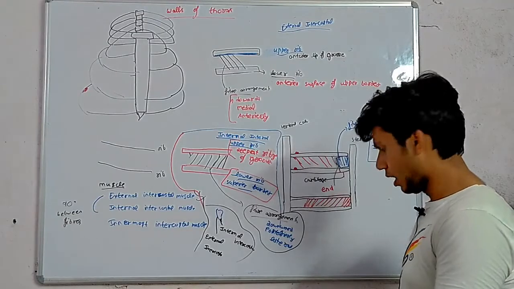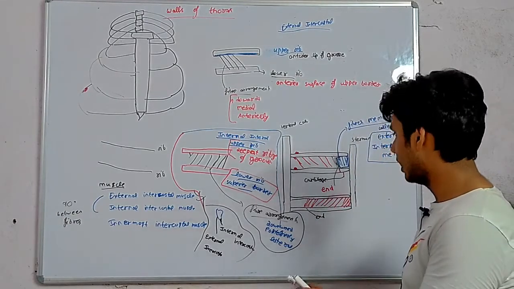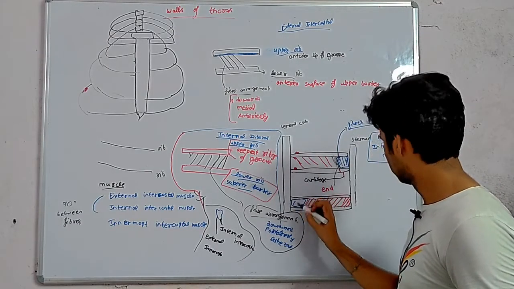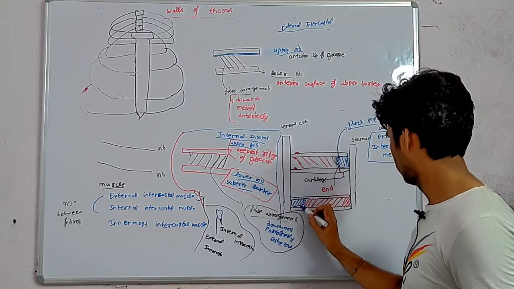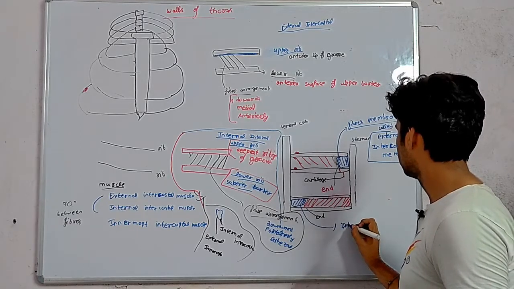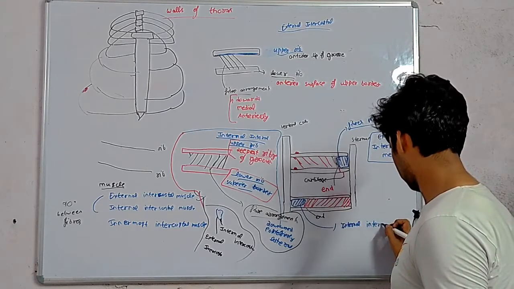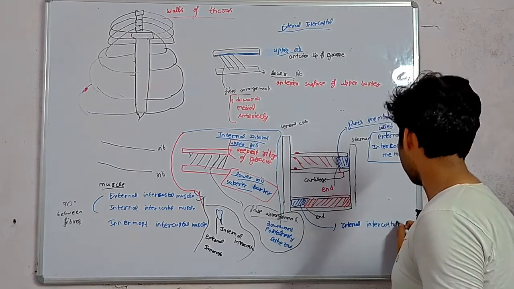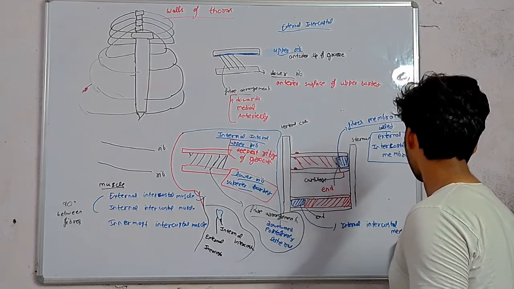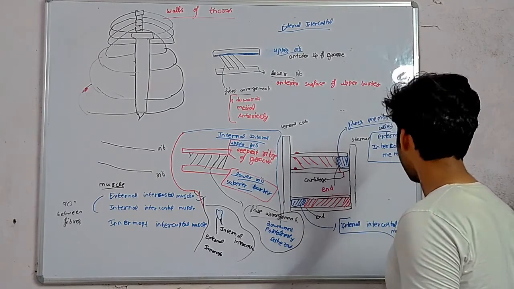And now it ends here, whose? The internal intercostal's. Now again it continues to the vertebral column through the internal intercostal muscles, intercostal membrane, sorry, membrane. Done.